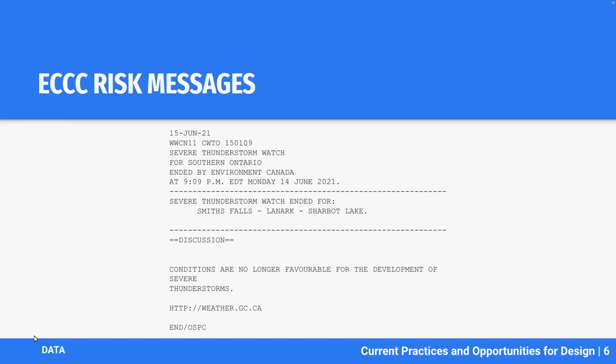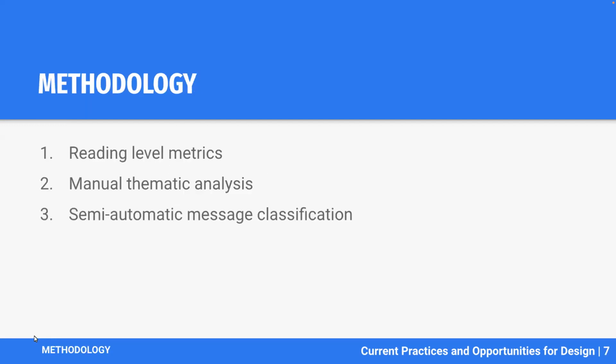issued by ECCC. To evaluate the plainness of the language, we calculate reading level metrics for the corpus to identify how easy or difficult it is for the average adult reader. To evaluate the inclusion of elements such as hazards and timing, we engage in thematic analysis on a subset of this data. We then use the identified themes to develop a string matching algorithm to semi-automatically classify risk messages issued for the 5 most prevalent weather events in our sample.